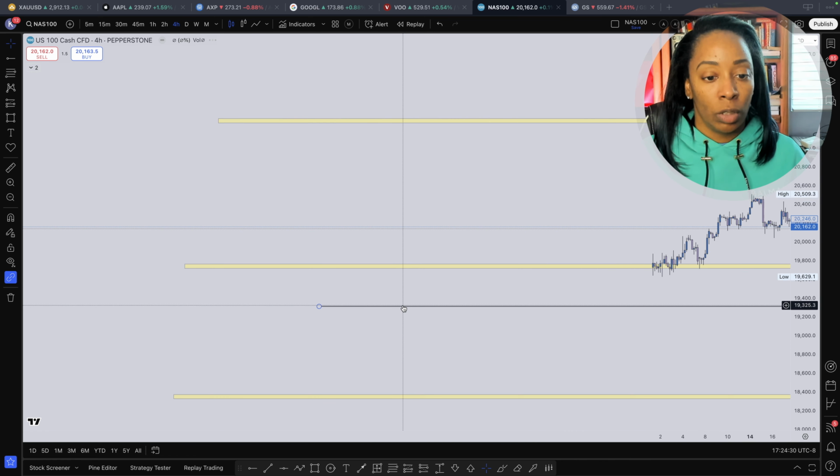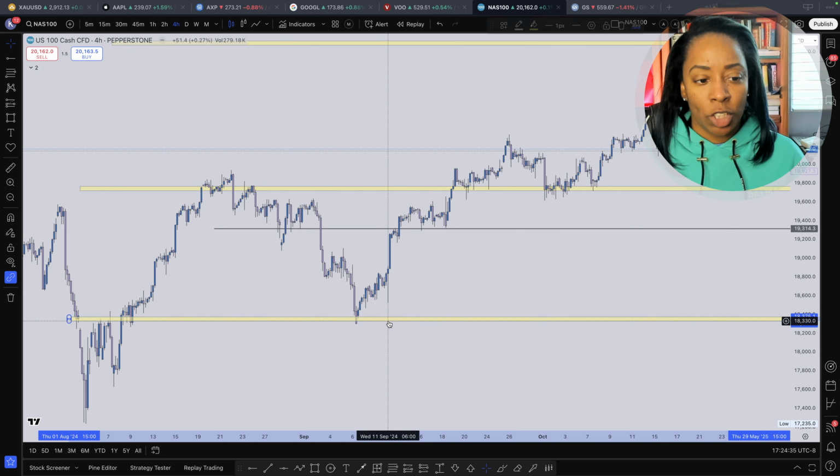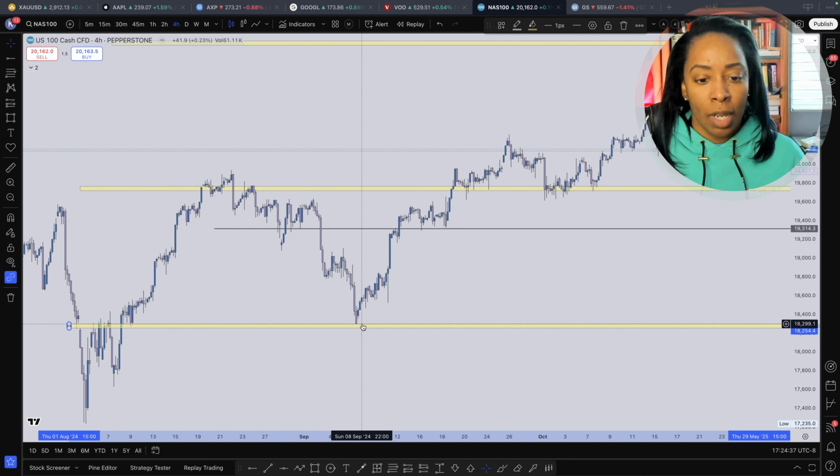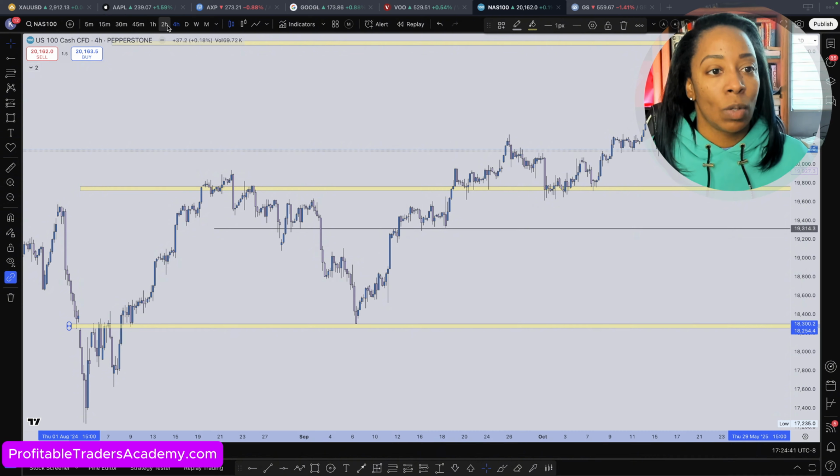Let me scroll over, all the way over. Still looking great, actually. And then this level, I actually want to move it down a little bit. And this is now sitting at 18,281. Let's go down to H2.